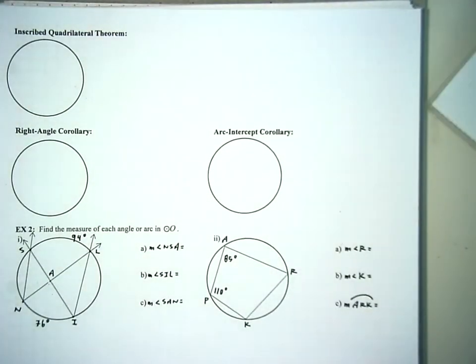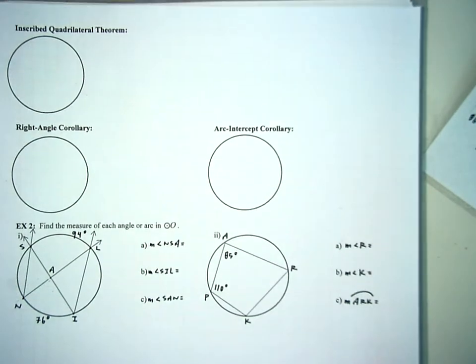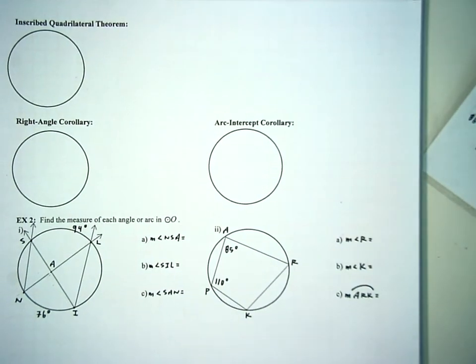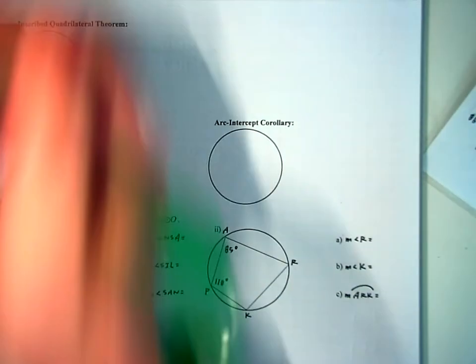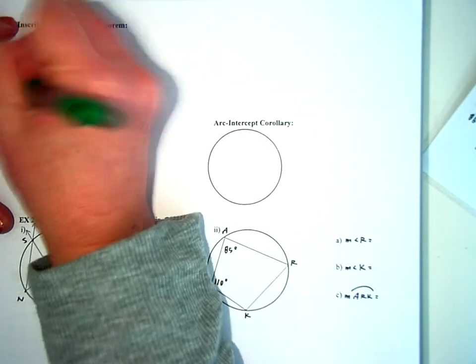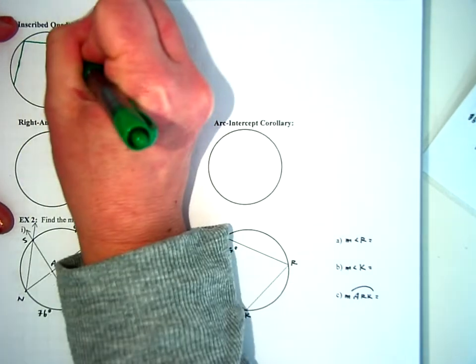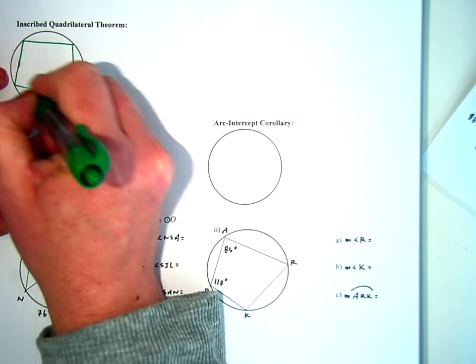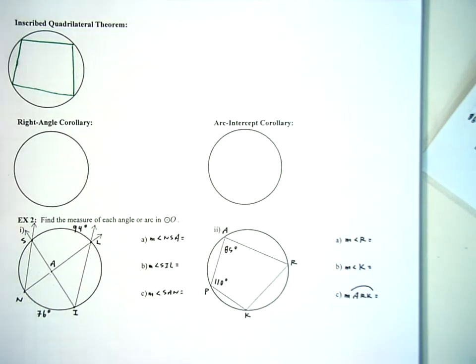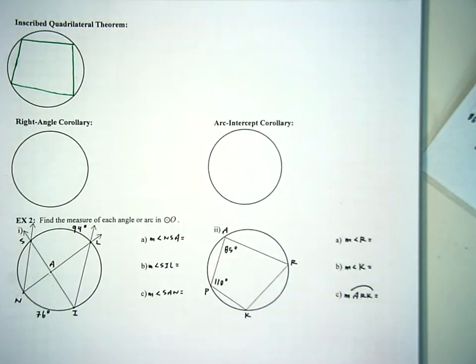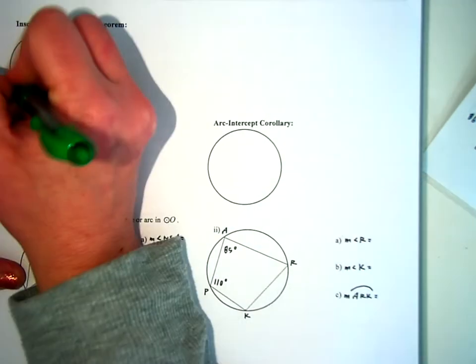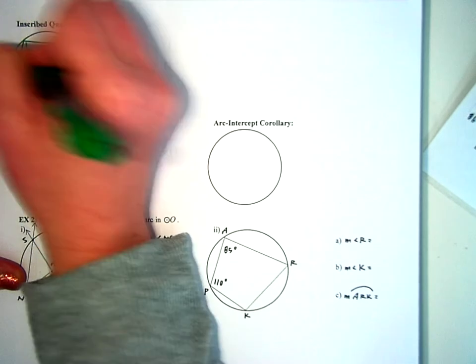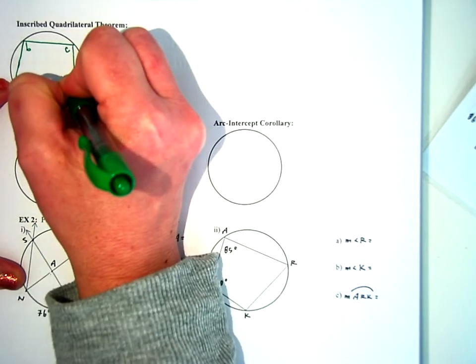Okay, so we're moving on to inscribed quadrilaterals. So I'm just going to draw a 4-sided figure inside of my circle. It doesn't matter how you do it. I'm going to do it like this. Okay. So I have an inscribed quadrilateral, 4-sided figure. I'm going to label the angles as A, B, C, and D.